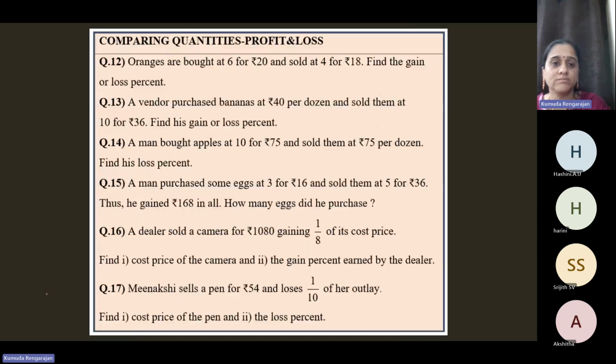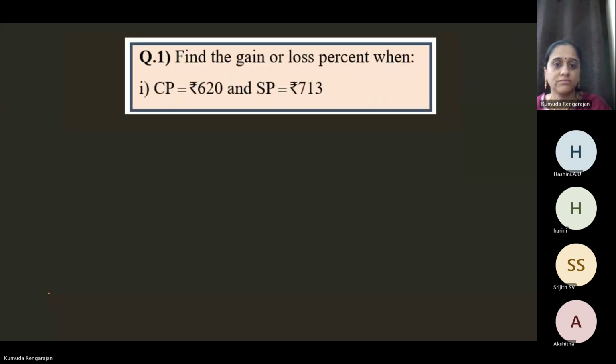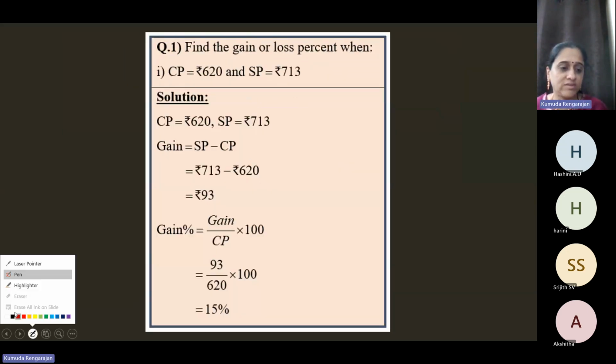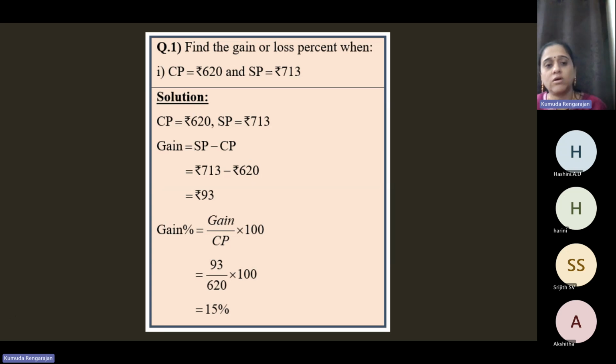Okay, so see the first one. This is that first sub question. So what do you see here? The selling price is more, right? Selling price is more, so it's a gain.